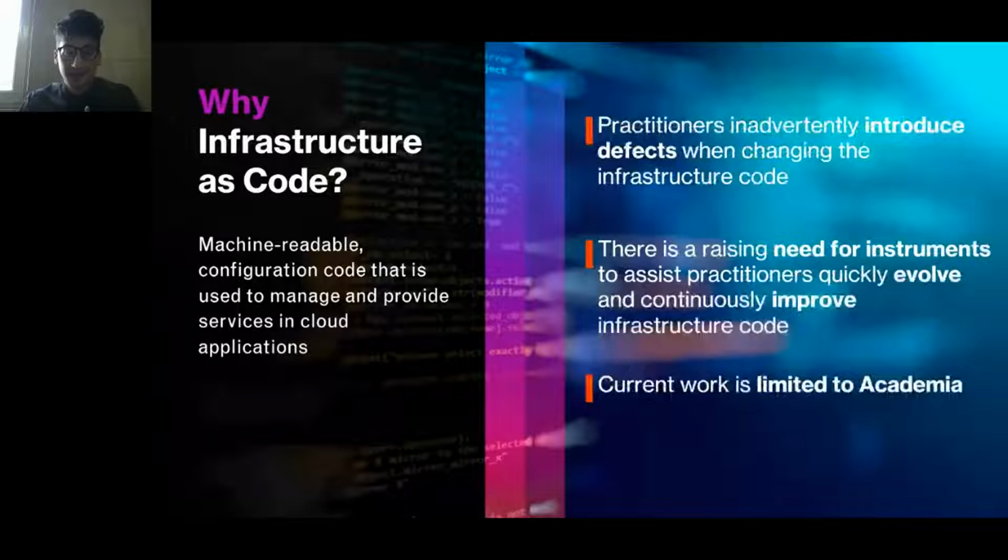However, there are some problems with infrastructure as code. It's not all roses. Practitioners can introduce defects when they change infrastructure, and here we are also trying to identify which kinds of defects. There is also a study in the literature by Guerriero that mentioned the need to equip practitioners with tools to quickly evolve and improve infrastructure as code, and the current work is limited to academia. So one of the reasons for this work was also to provide a framework that could be used in practice, since it was part of a European project called RADON under the Horizon 2020 program.